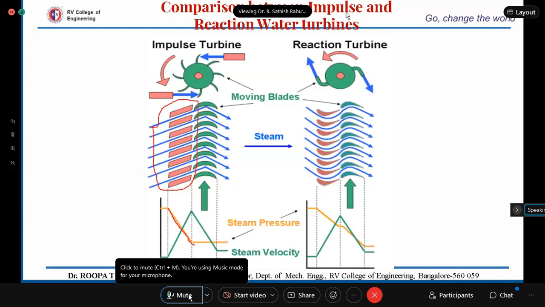Now you just understand what is happening in an impulse turbine and what is happening in a reaction turbine. That comparison is what I am trying to make you understand. So just concentrate on this. I will give you the detailed classification with examples for both types.